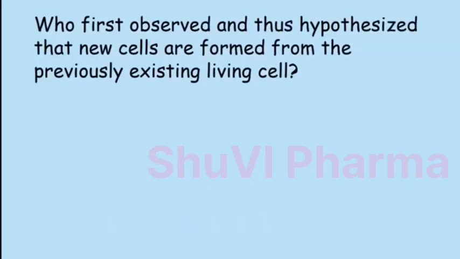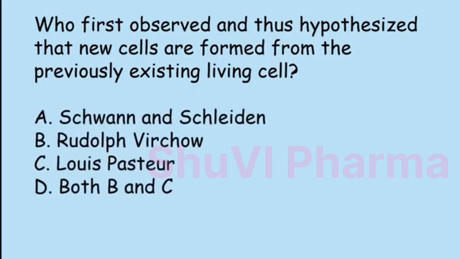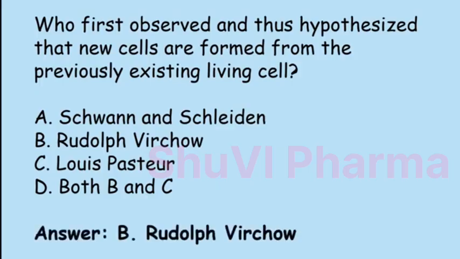Who first observed and thus hypothesized that new cells are formed from the previously existing living cell? Swan in Sweden, Rudolf Virchow, Louis Pasteur, both B and C. The correct answer is option B, Rudolf Virchow.